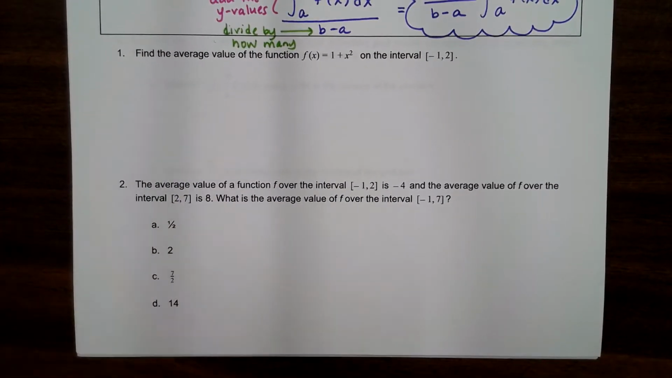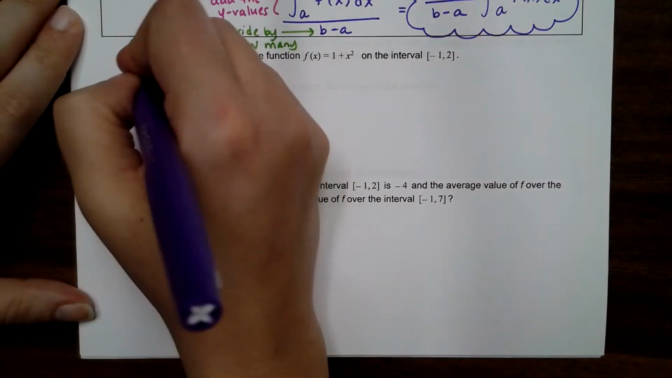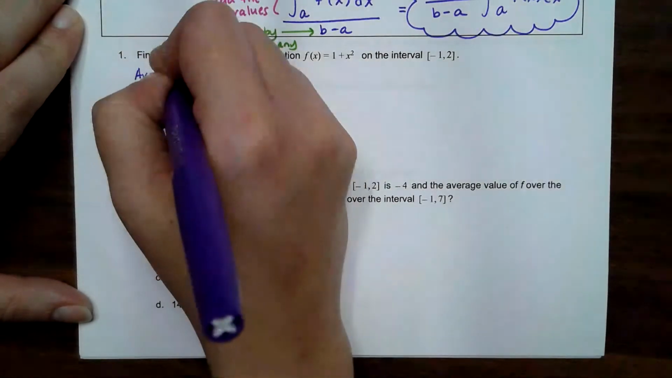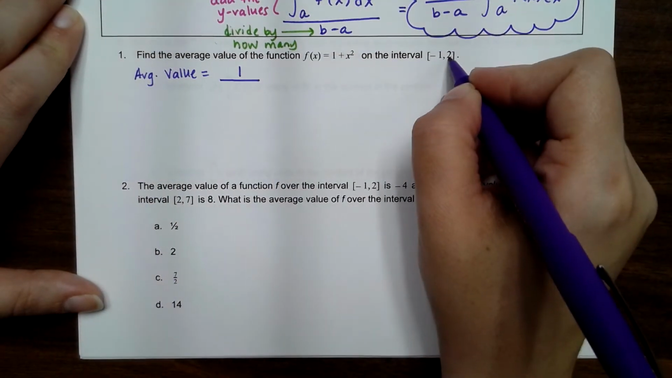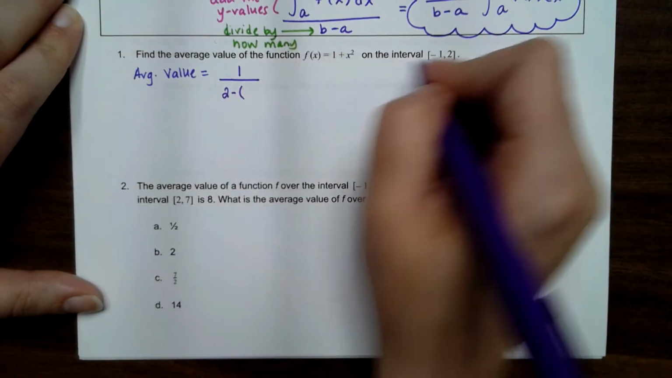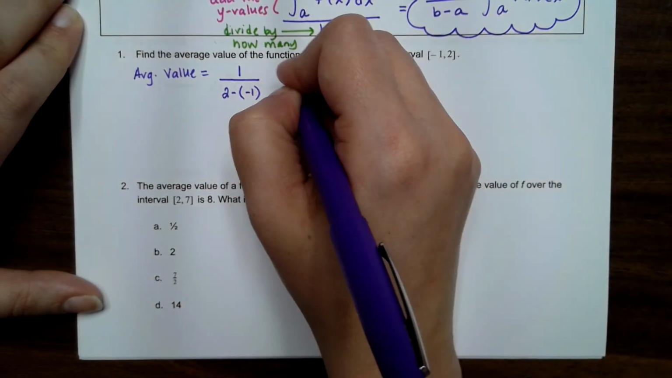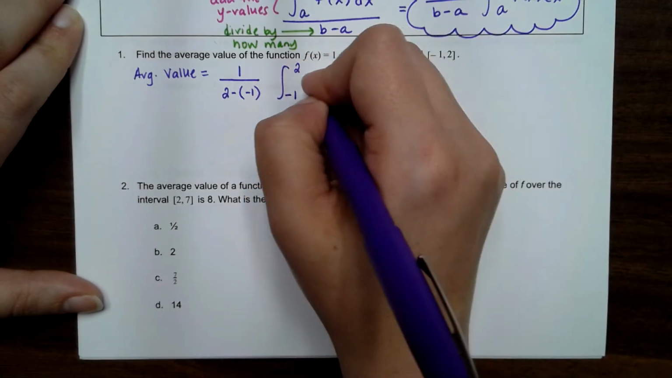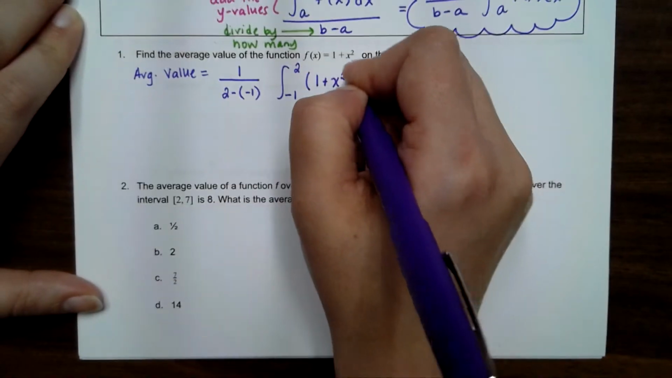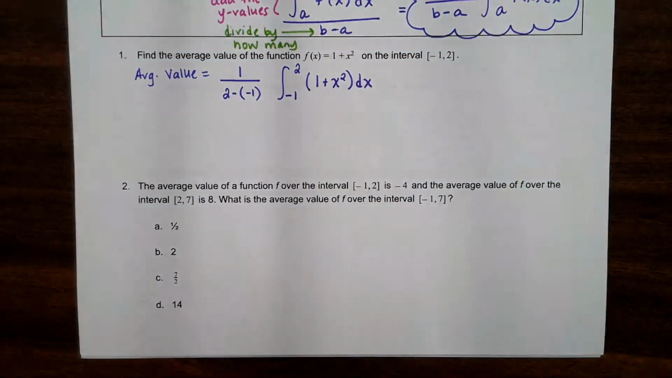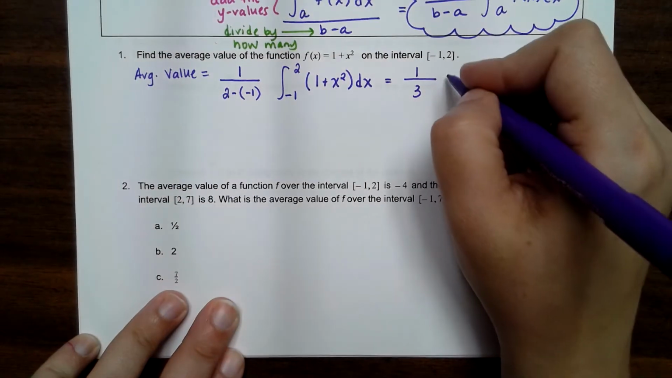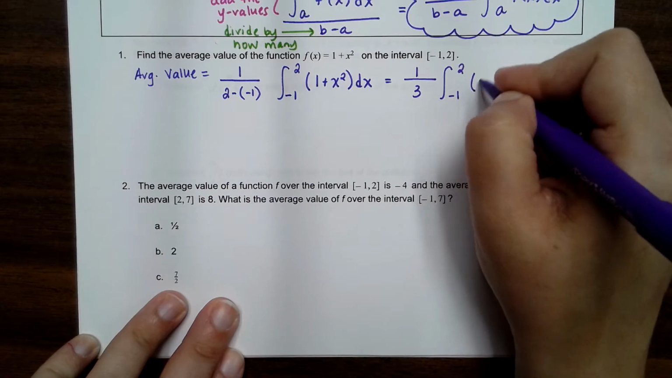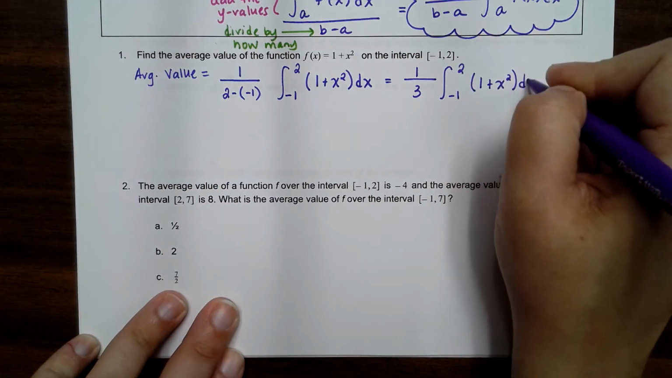If I say, please find the average value of this function on the interval, then you need to know to set up that integral. So the average value will equal 1 over, in this case, b is 2 and a is negative 1, so 2 minus negative 1, times the integral from negative 1 to 2 of your function, 1 plus x squared dx. Now I can simplify that a little bit by doing 1 over 3, because 2 minus negative 1 is 3, times the integral from negative 1 to 2 of 1 plus x squared dx.